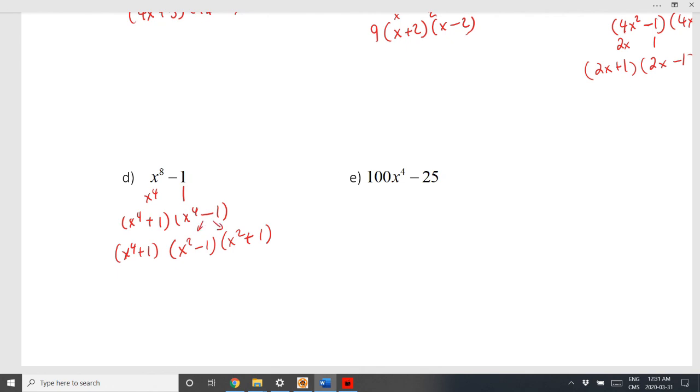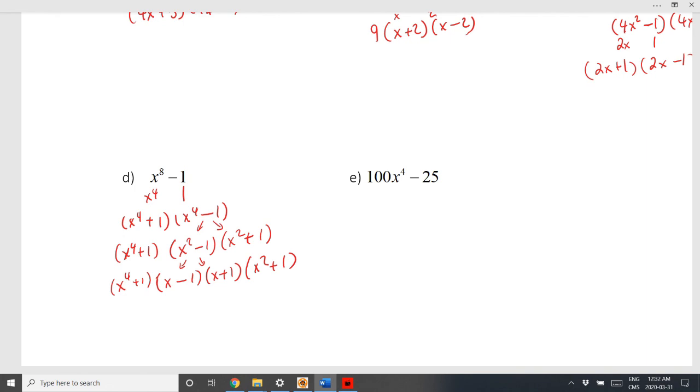Now, we still have a difference of squares, so we have to do it even one more time right on this term here. So these ones will stay the same, x to the power of 4 plus 1, x squared plus 1. This one can break down into 2 more terms. We're going to get the square root of x squared, which is x, and then we'll get x minus 1, x plus 1. And that's how you would actually solve this. And then you can't factor that anymore.